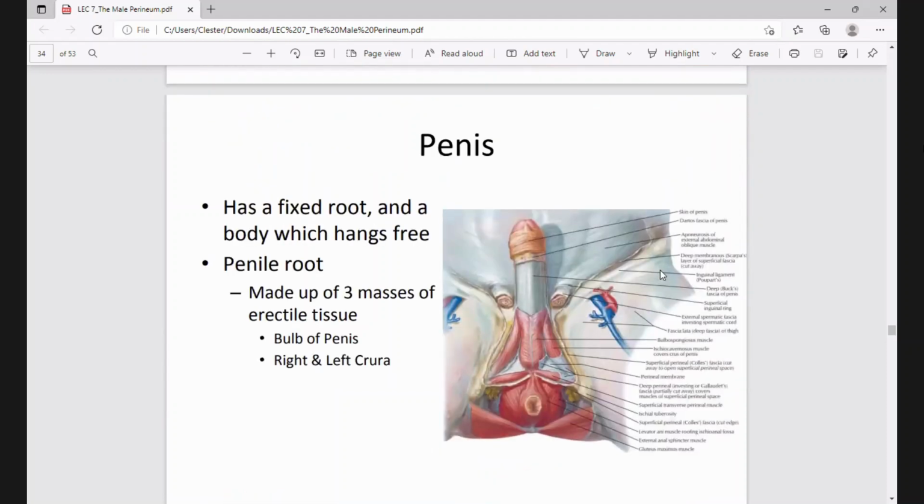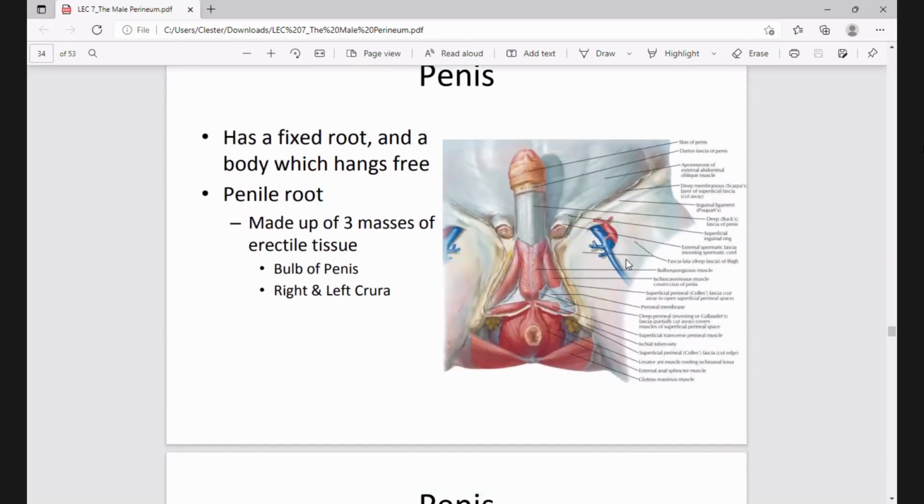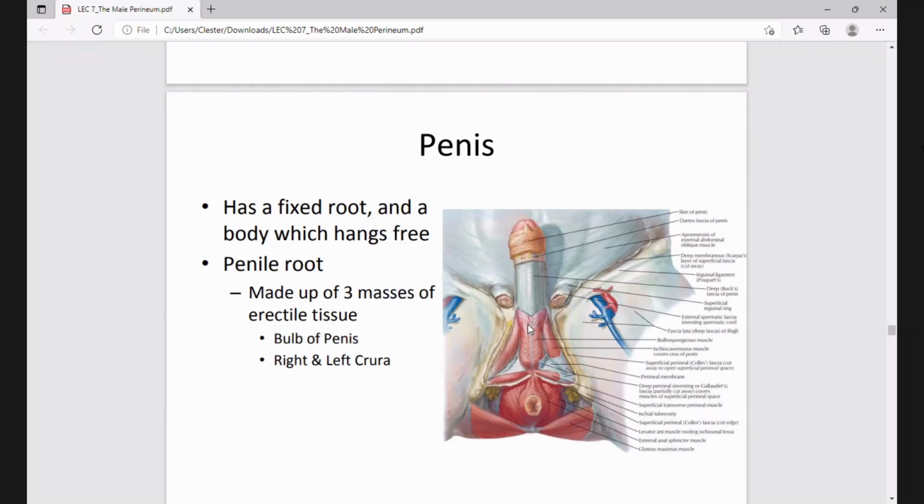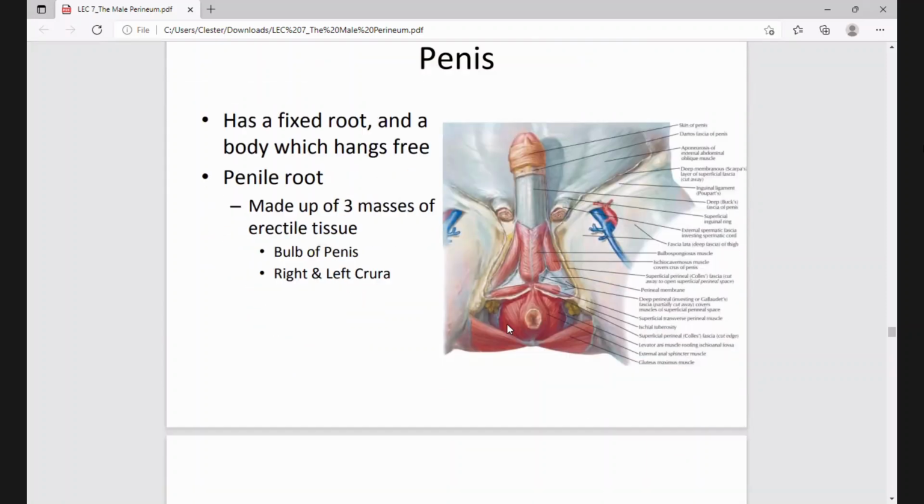Now, let's go to the external genitalia of the male. First is the penis. The penis is the male organ of copulation. It has a fixed root, but the body and the tip is pendulous or hangs loosely. The root of the penis is where we find the bulb of the penis, and we also find the crura of the corpora cavernosa structure.